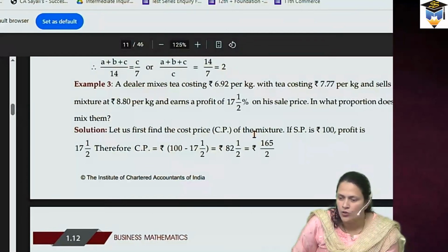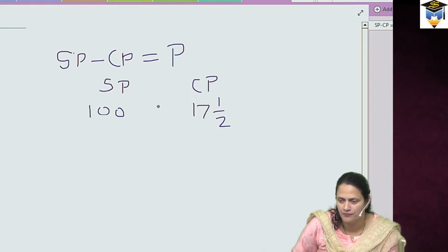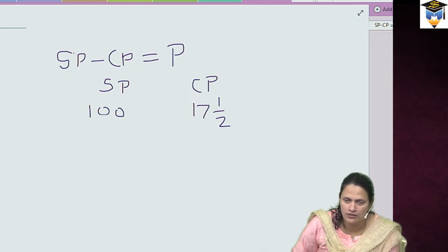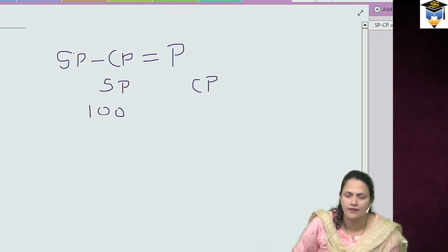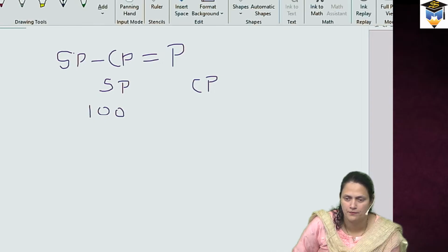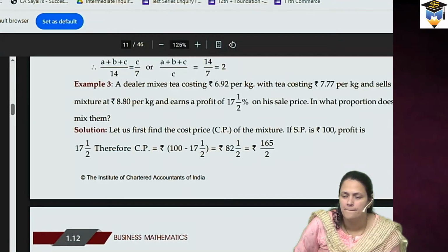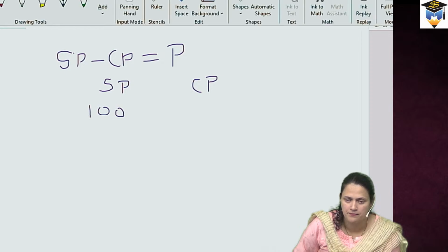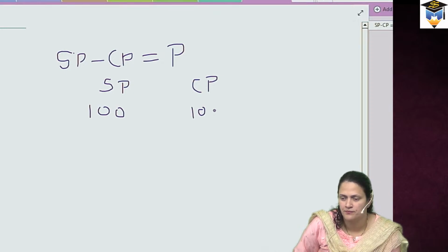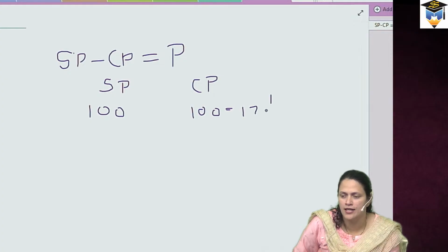So therefore the CP comes out to be, see this is the profit given to us. So CP, how will we calculate? It is going to be SP 100 minus 17 integer 1 upon 2, that will give us the CP. I hope everybody has understood this part.